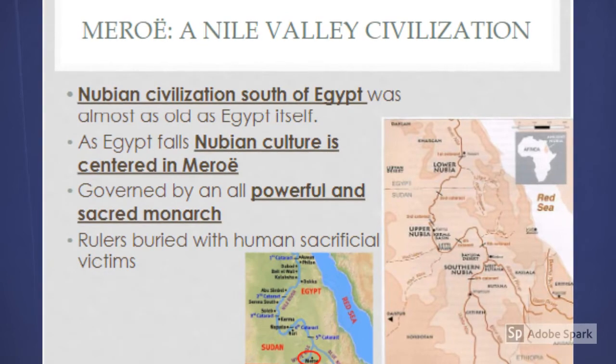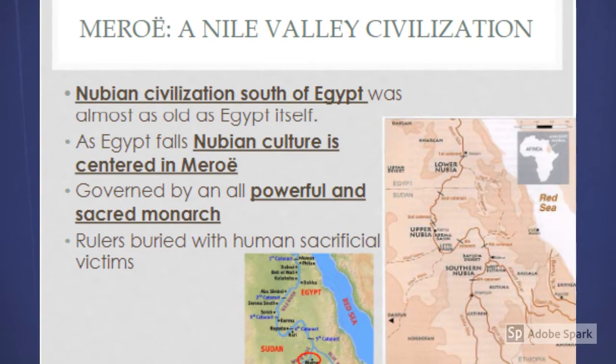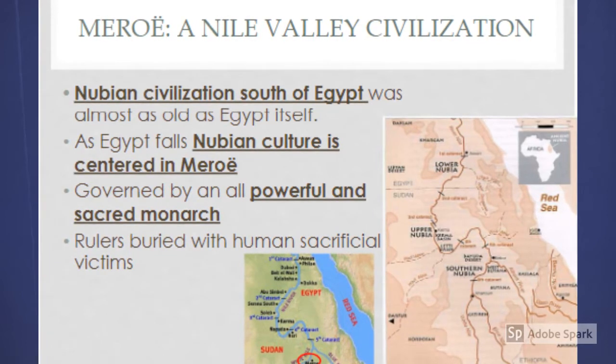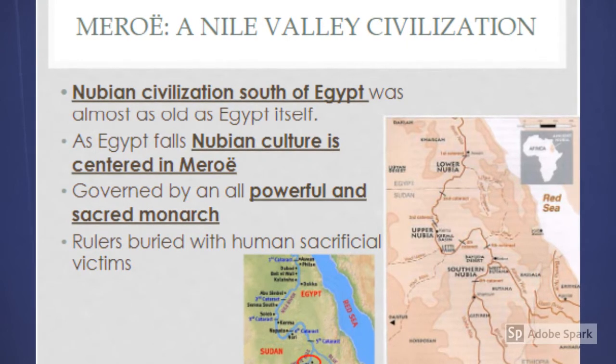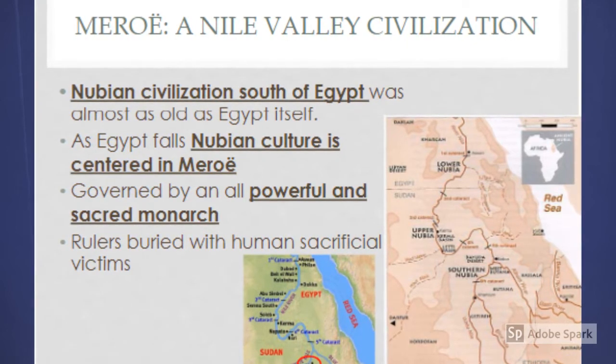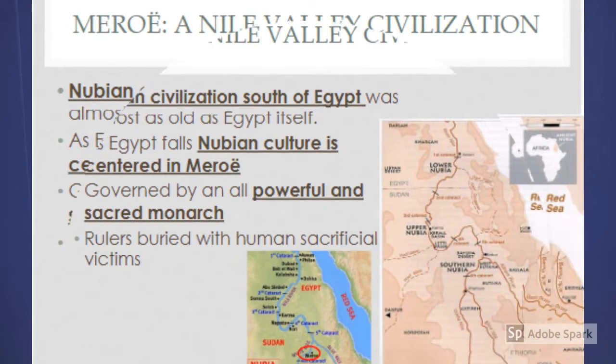Now on to the people of Meroe. Meroe is a Nubian civilization south of Egypt that has been around almost as long as Egypt itself. Nubian culture really hits its stride around the time that Egypt starts falling, and the center of that power is located in the city and surrounding area of Meroe.